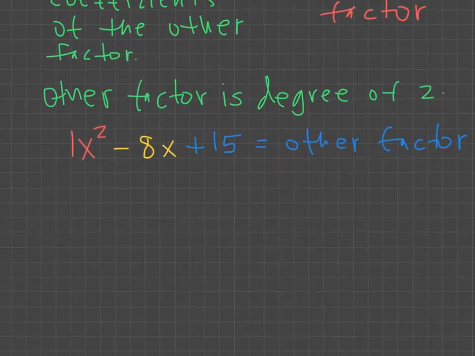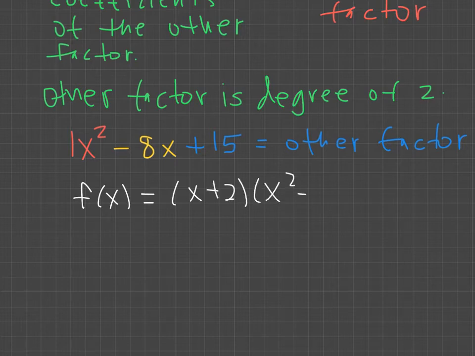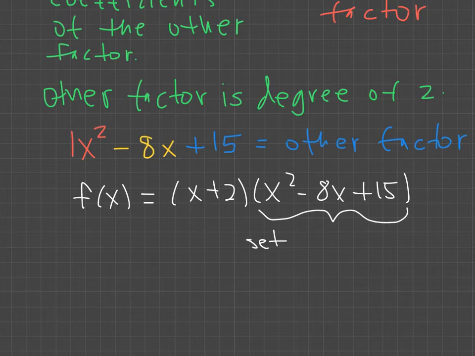Now we can write our function in factored form. We have f of x equals, well, we knew that x plus 2 is a factor, and now we have our other factor, x squared minus 8x plus 15. All right, and remember, we also want to find the real zeros. So we're going to set this equal to 0 to find the other zeros.